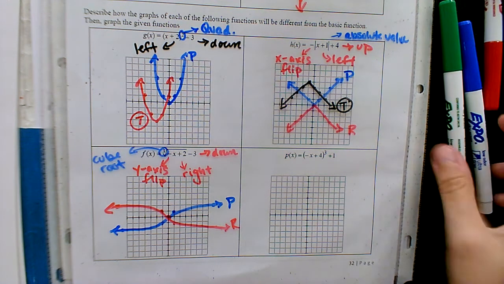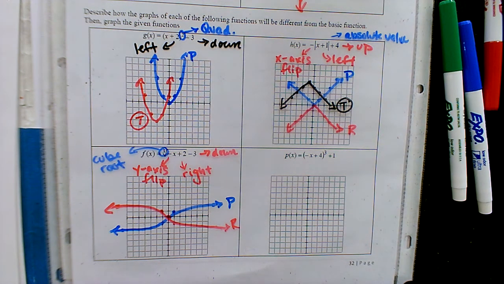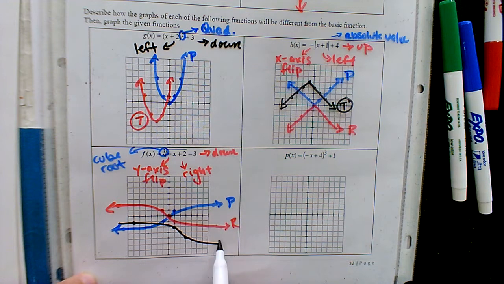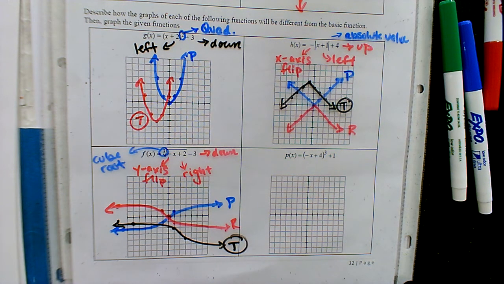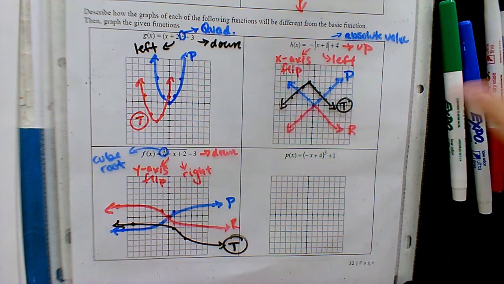No stretches, one less thing we got to do, but we have translations. So let's move the reflected graph left 2 and then down 3. I'm sorry, right 2 and down 3. Thank you. We'll label it T and circle it for the final. Or erase the previous ones, whatever you want to do.